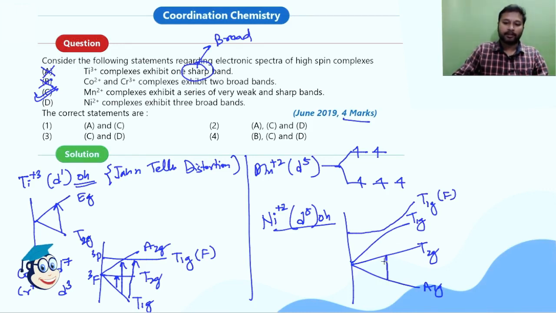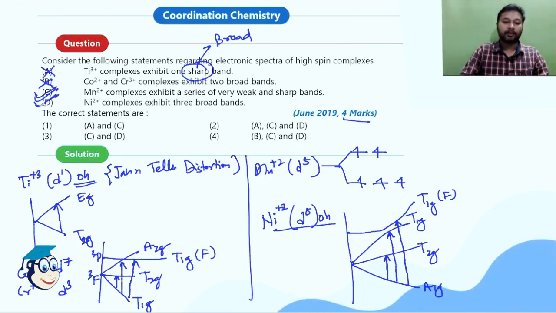The first transition will be from here to here, the second transition from here to here, and the third one from A2g to T1g(F). So actually you are getting 3 peaks, 3 bands, and these 3 bands will be broad because it's a d8 species, and there is also a non-crossover rule being followed. Because of both of these things, the bands will become broad, and also the energy difference between these two is very small, so that's why they will become broad bands. So option D is also correct.